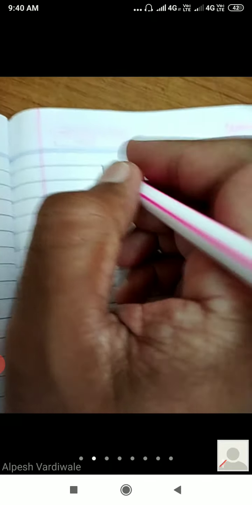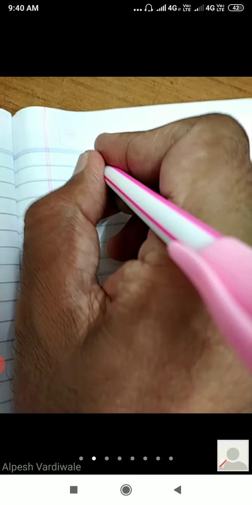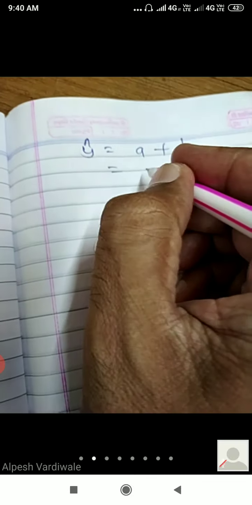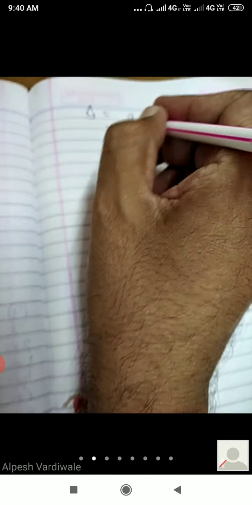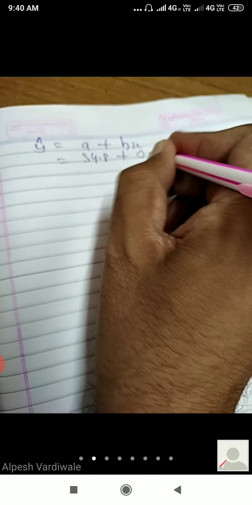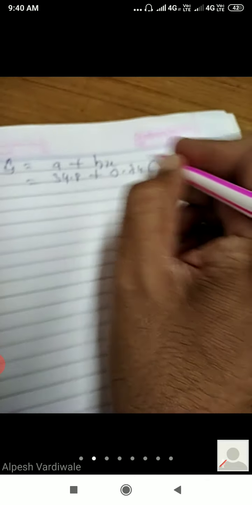0.74 into 500 is 370. Okay. Now add the value here. How much? Okay. 404.8 is the value of y cap. Okay. Is the value of y cap. Next one, that is the question number 4 now.